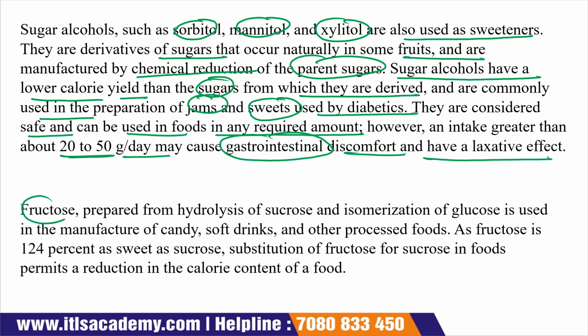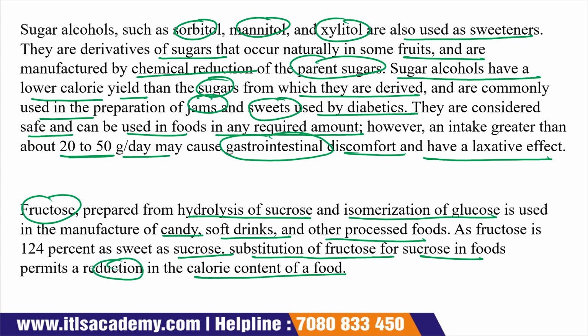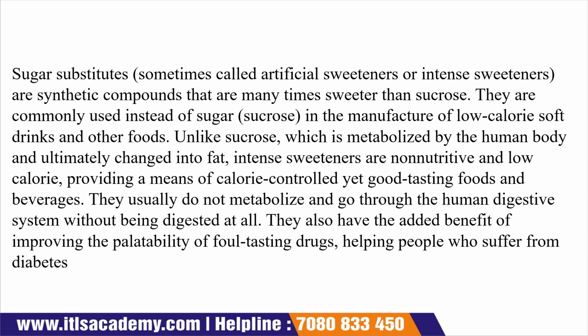Fructose, which is prepared by the hydrolysis of sucrose and the isomerization of glucose, is used in the manufacturing of products such as candy, soft drinks, and other processed foods. As fructose is 124% as sweet as sucrose, it is used as a substitute for sugar in foods that require a reduction in caloric value.